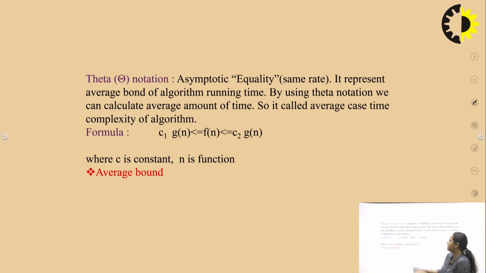So, whenever we want to calculate the average time complexity of an algorithm, we go with the theta notation. We can see the formula also: theta notation is nothing but f of n, that is the function, lying between c1 dot g of n and c2 dot g of n, where c is a constant and n is a function. So, theta notation is used for average time complexity calculation.